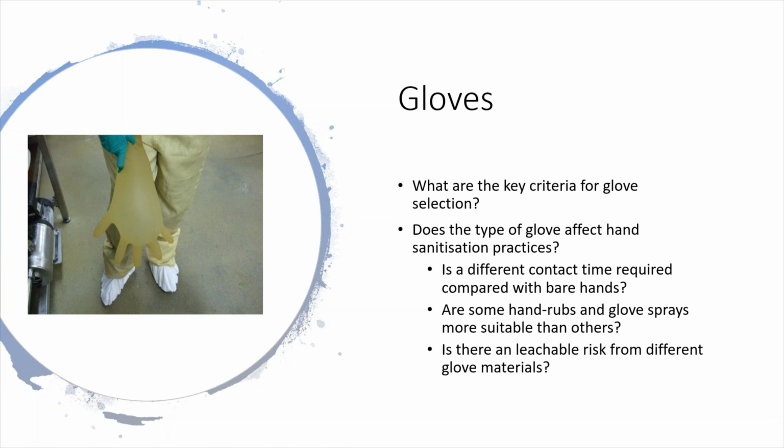You also need to consider whether some hand rubs or glove sprays are more suitable than others, and that might be a feature of the type of material that the glove's formed from, particularly if it's got maybe ridges on it to help with grip. These kinds of gloves are going to be much harder to disinfect and sanitise properly. You also need to consider whether there's any risk of leachables from the glove material, which might then, again, cause you processing problems.